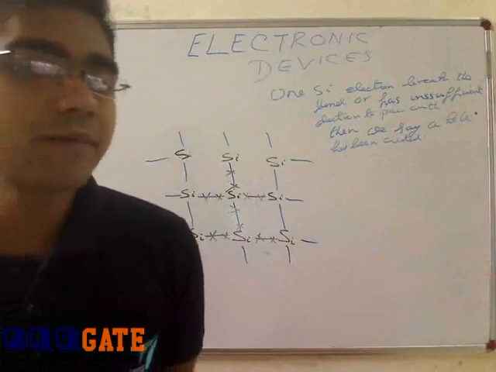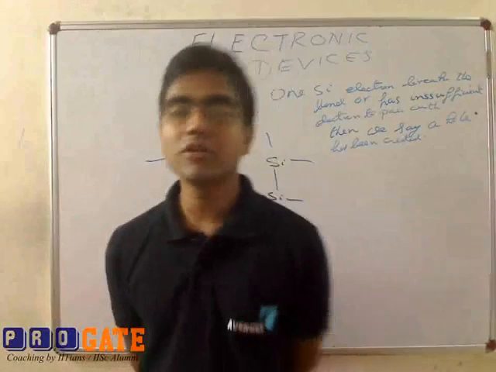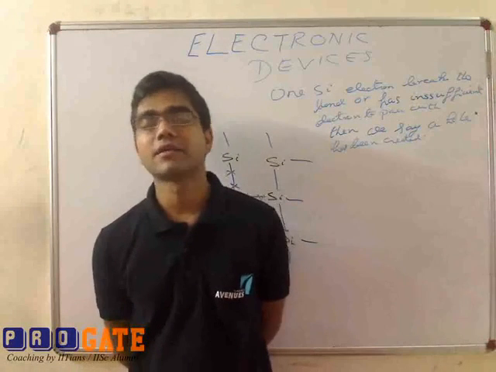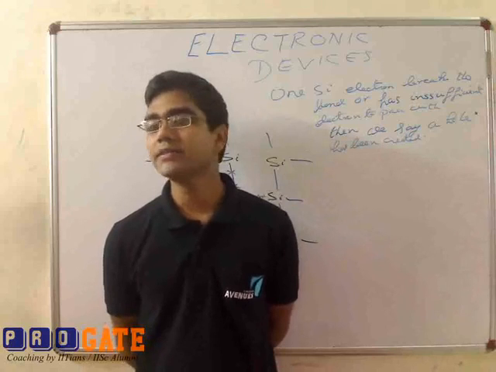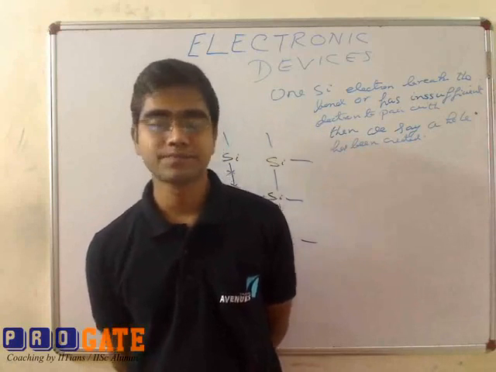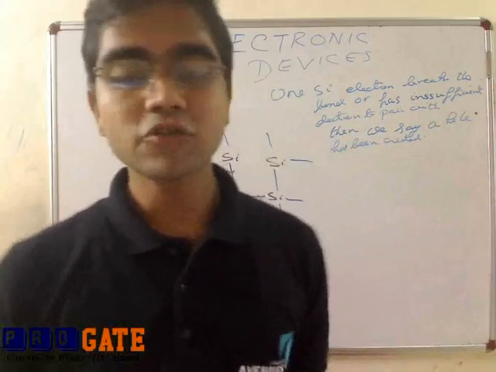An electron, always remember, for a silicon or germanium or any kind of conductor must be in the conduction region if it has to support current.